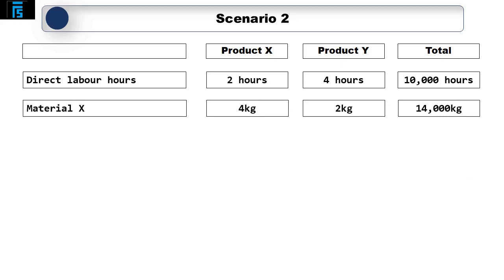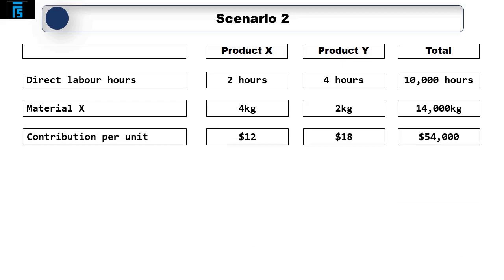Product X uses 4 kilograms of material and product Y uses 2 kilograms of material. There's a total of 14,000 kilograms available. The contribution per unit is $12 and $18 for product X and product Y respectively. The total contribution at this optimal production plan is $54,000.